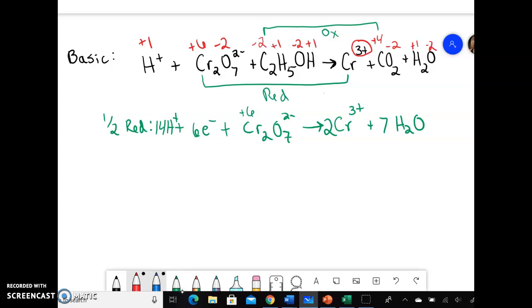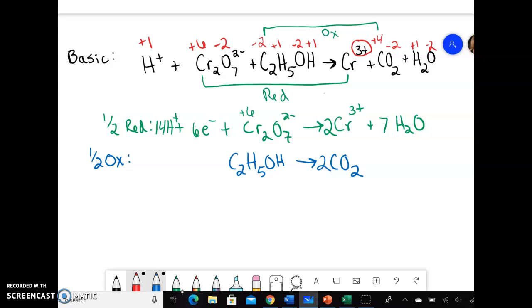All right, and let's go ahead and do the oxidation. This time we're going to take this big old compound here and turn it into this. All right, first we're going to balance the carbons. We have 2 on the left, so we need to make 2 on the right.